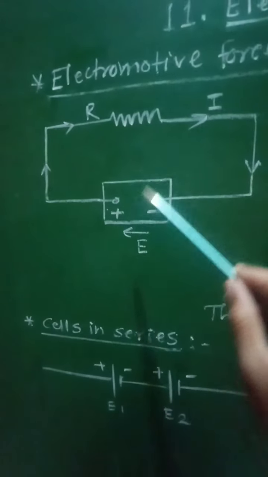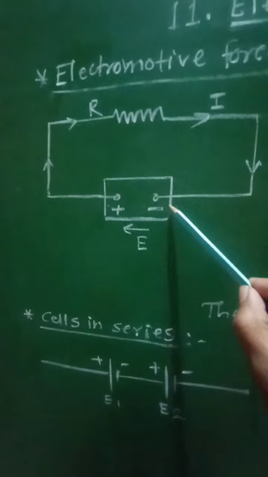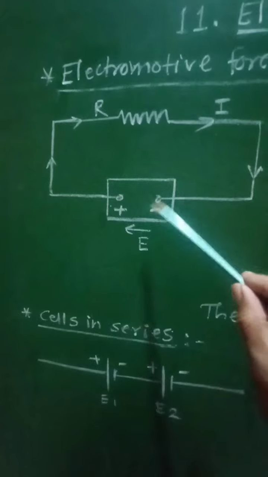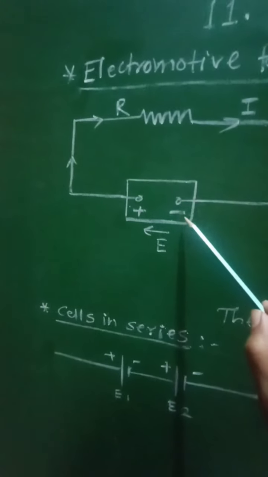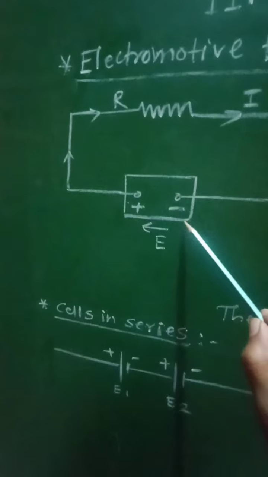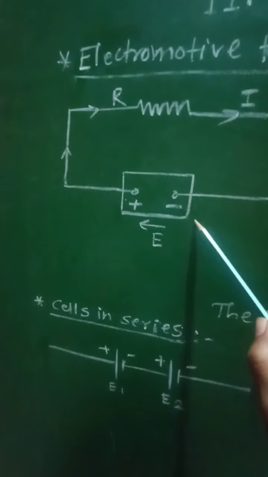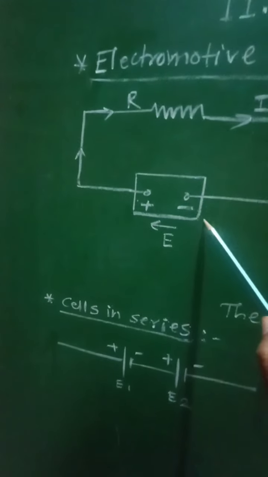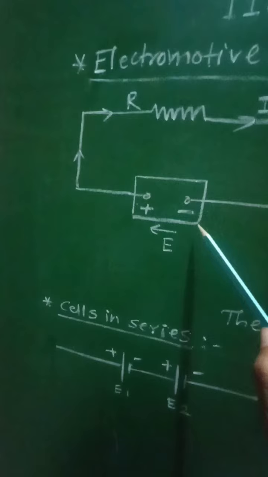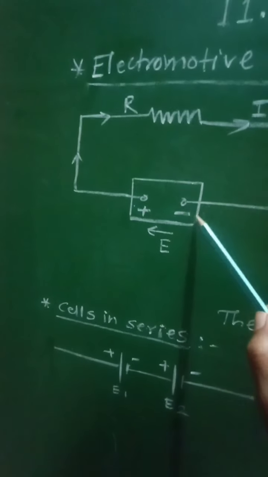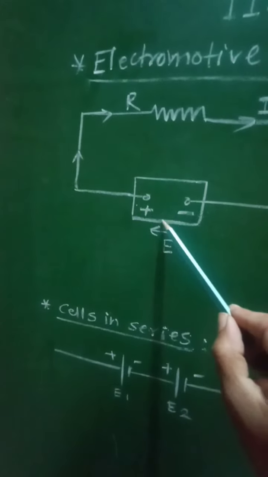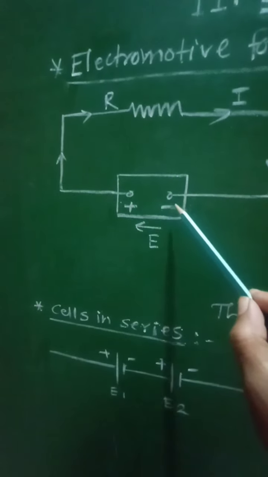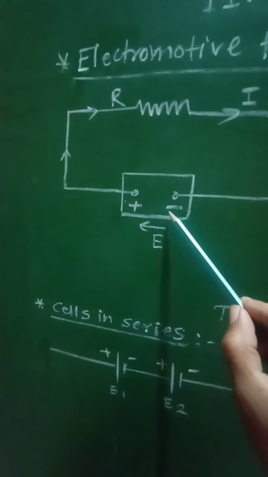Now as current is flowing through that circuit, that means the charges must be flowing through that circuit, and therefore let us consider a small charge dq flows across this section of this circuit. dq is the charge which flows across this section of the circuit. Then it enters the negative terminal, and leaves the positive terminal. That means dq charge moves from the minus terminal, that is negative terminal, to the positive terminal.